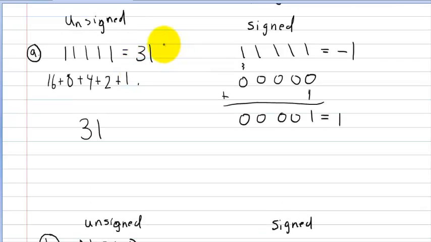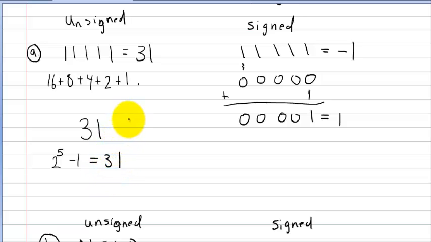So here, for this first one, for A, you notice that you have a 1 in every single position. When you have this, just count the number of places you have. So here I have 1, 2, 3, 4, 5. So if I do that, I say 2 raised to the 5 minus 1, and that should be equal to 31.